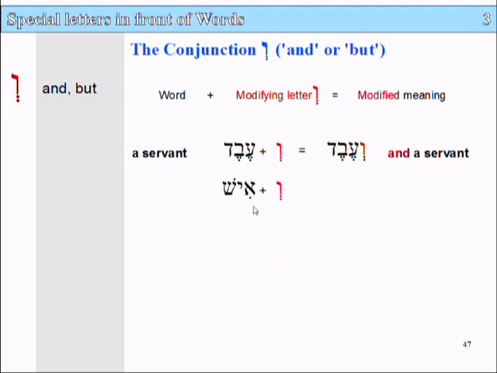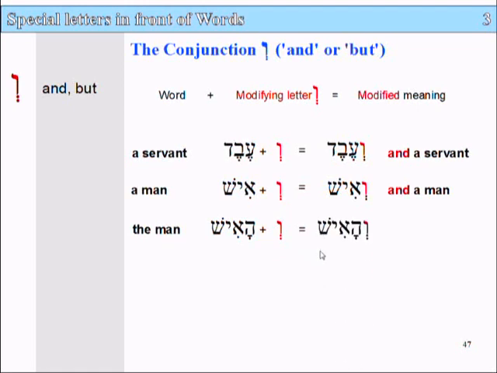If we take the word man, or a man, ish, and we add the vav, we get the ish, and a man. If we take the word for the man, ha-ish, and we add a vav, we get the ha-ish, and the man, the ha-ish.